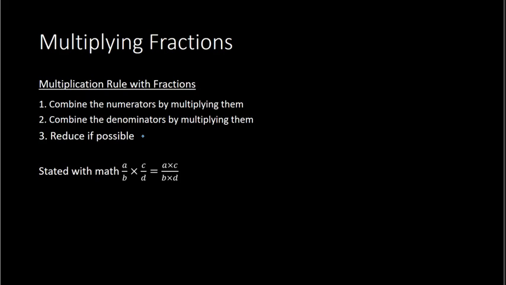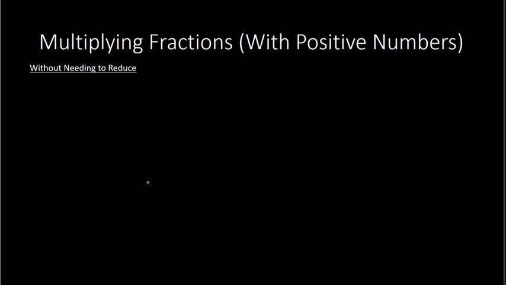So in math notation, if you had two fractions, a over b times c over d, I would multiply the numerators together to get a times c, and multiply the denominators together to get b times d. So with an actual example, let's say that we had 1 over 2 times 3 over 4. So when I multiply, I do the 1 times 3 on the top to get 3, and then 2 times 4 on the bottom to get 8. So my solution is 3 over 8. And this one does not need to be reduced, but there are cases when you do need to reduce.